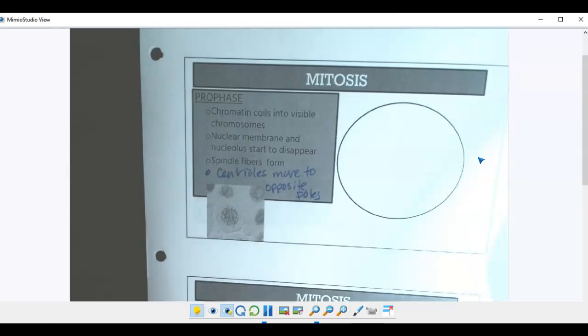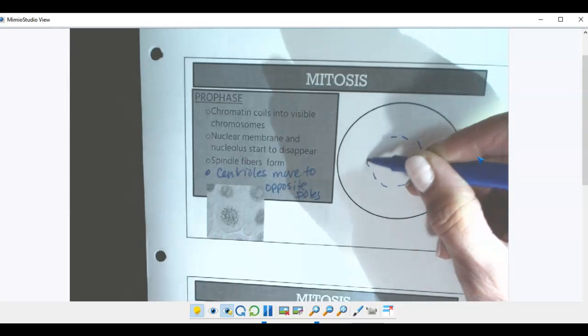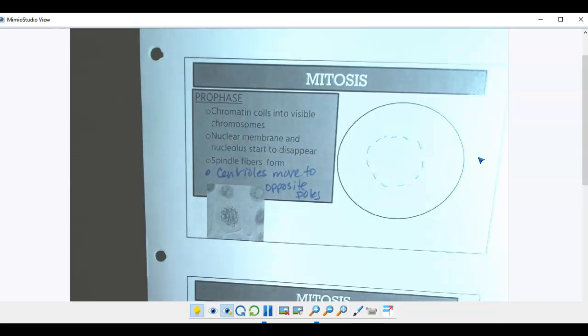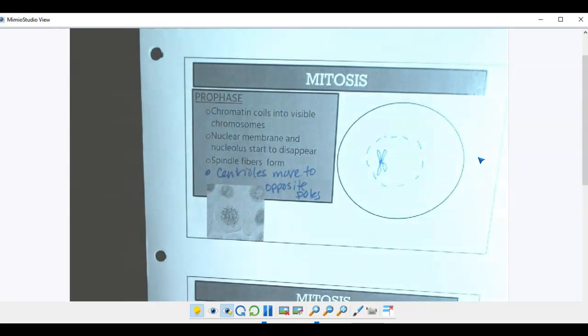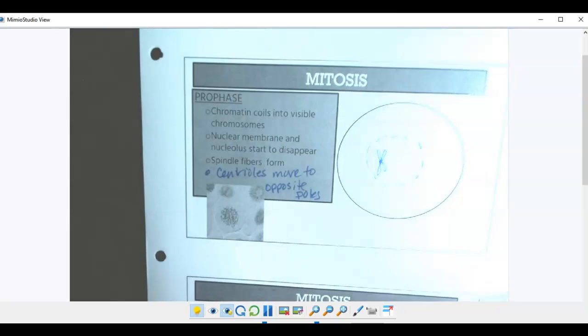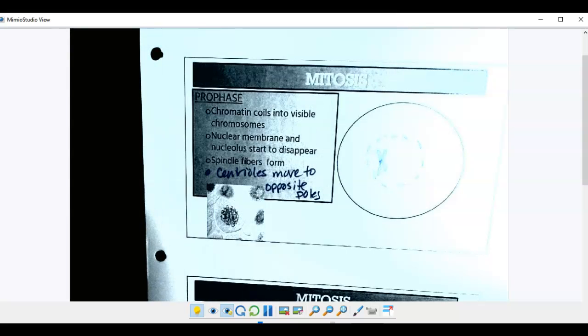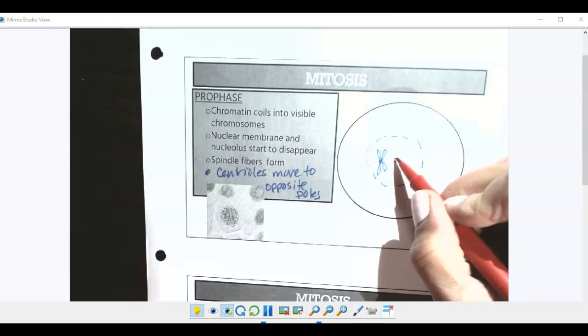Okay, so I'm going to draw this. This is how I'm going to draw it. I am going to draw my nuclear membrane. So it is a dotted line, so it looks like it is disappearing. Okay. I'm going to draw two sets of chromosomes. I'm going to draw this guy, and I am also going to draw one more. Okay, that's a little bit better. So I'm going to draw two chromosomes.